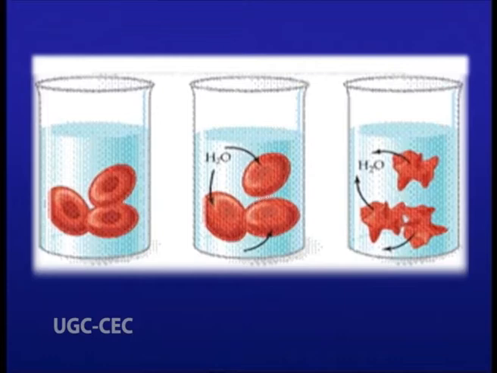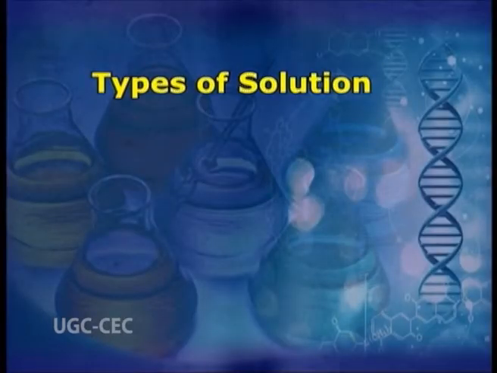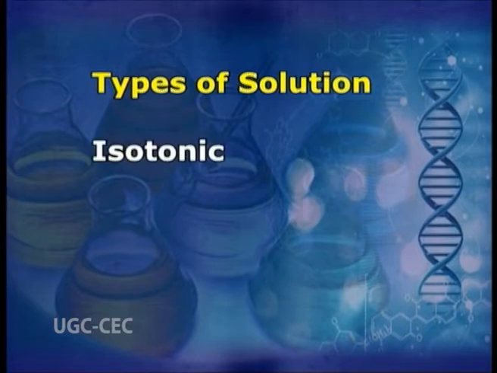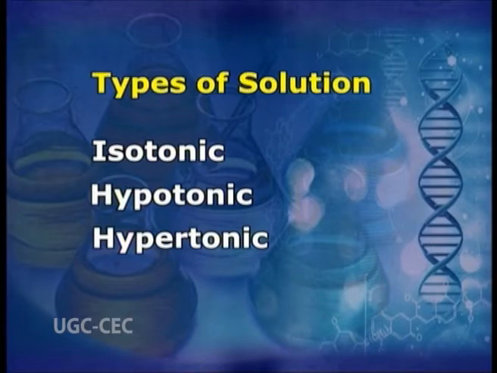When a cell is placed in a solution, water will pass in or out of it according to the osmotic pressure of cell contents and the surrounding medium. From the biological viewpoint, solutions can be grouped into three classes: isotonic, hypotonic and hypertonic solutions. Isotonic solutions have the same osmotic pressure as that of the cells.